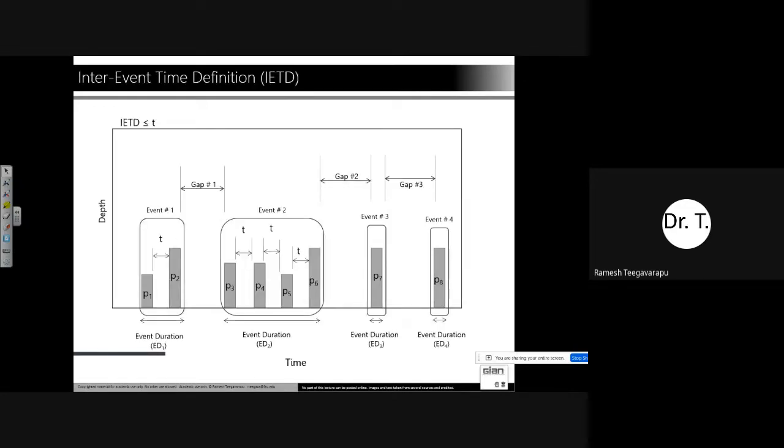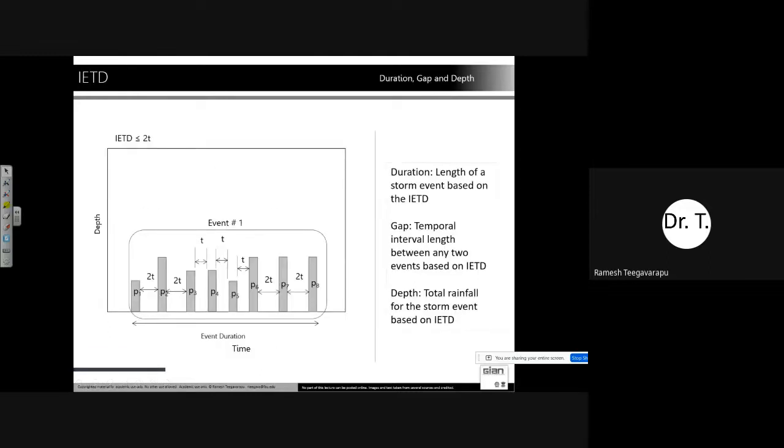So for example, here, the inter-event time is less than a specific threshold. So that means this whole thing is combined as one rainfall event. The other one is another rainfall event. And the gap between these two is much longer than the T. So therefore, they are considered as separate events. And sometimes if the gap is less than 2T, two times the threshold value, then the whole thing becomes one event.